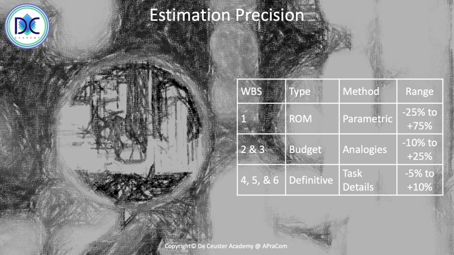Here we have a small overview where we look at the WBS level, the type of estimation, the method, and the range. Typically, when we're in WBS level 1, we have the rough order of magnitude, and the method that we use is parametric. Typically, we can have a range of minus 25% up to plus 75%.